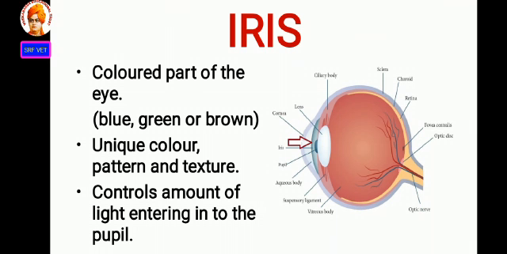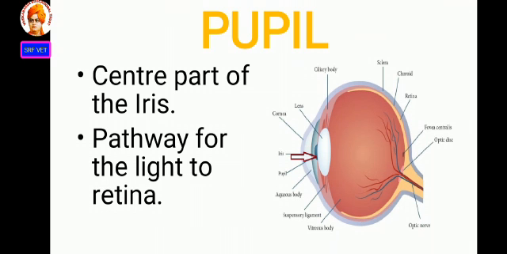Iris. Iris is the colored part of the eye. It may be blue, green or brown. It has a unique color, pattern and texture. It controls the amount of light entering into the pupil, like a camera aperture, that means camera hole. Pupil. It is the center part of the iris. It is the pathway for the light to the retina.